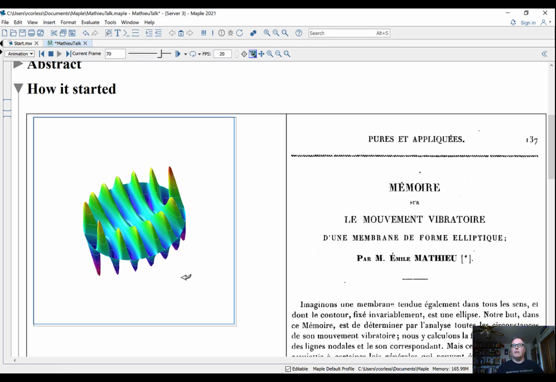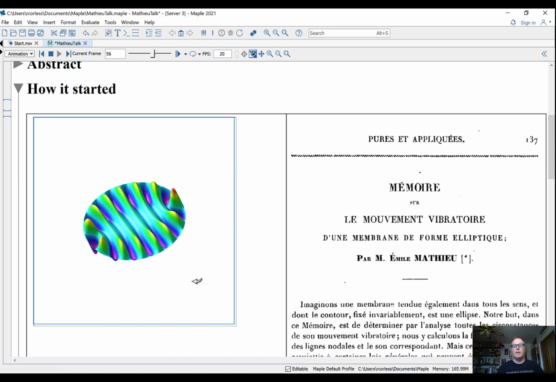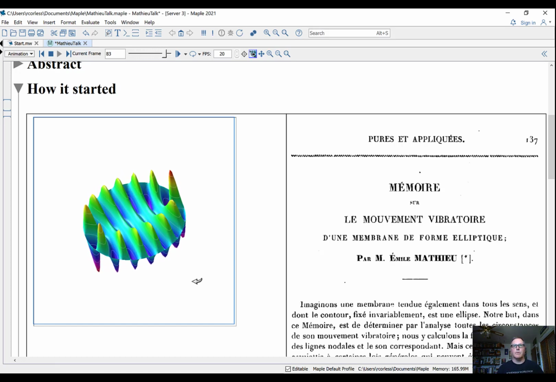Who did the theory for this? Émile Mathieu in his paper from 1868. If you get a copy of this workbook, it will have a link to a translation of that paper, but that paper is also online.